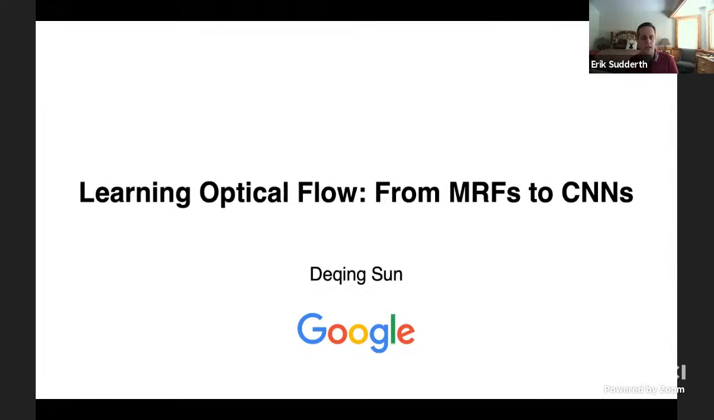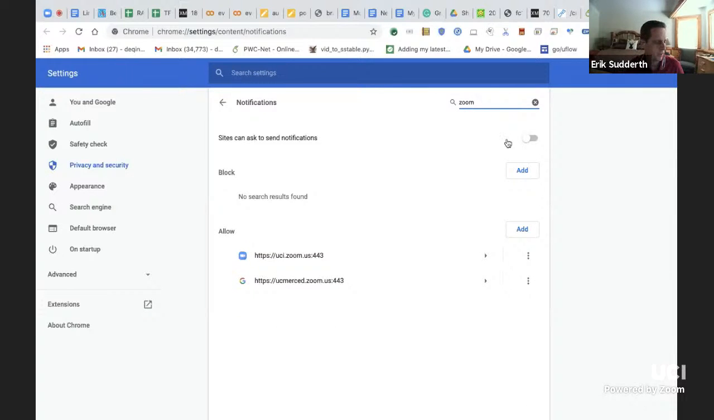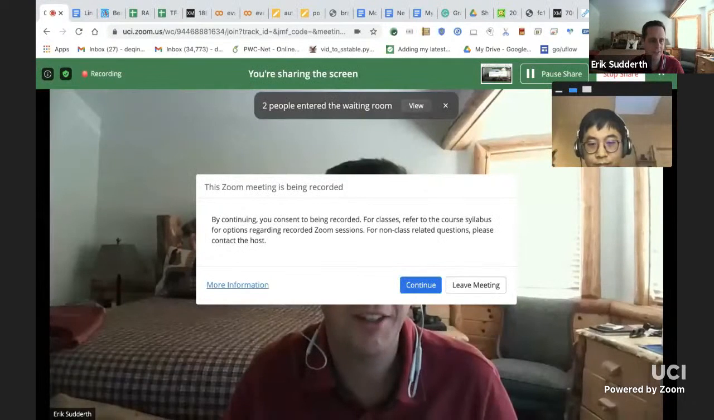Deqing does lots of really exciting work in the computer vision space, especially using state-of-the-art machine learning and statistical methods for motion estimation. He's had some great recognition for this recently, including a PAMI Young Researcher Award and the CVPR Longuet-Higgins Prize, which is essentially a prize given for work that has stood the test of time. He received that award for some of his earlier work on optical flow. Today he'll be telling us about that, as well as some newer things. So without further ado, I'll let Deqing go ahead and get started.